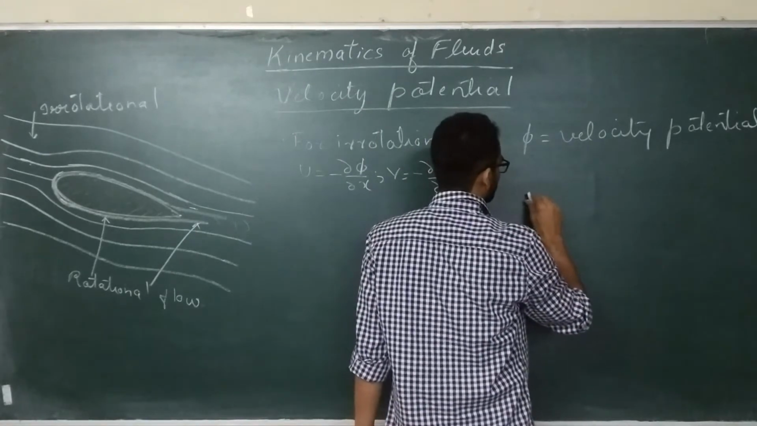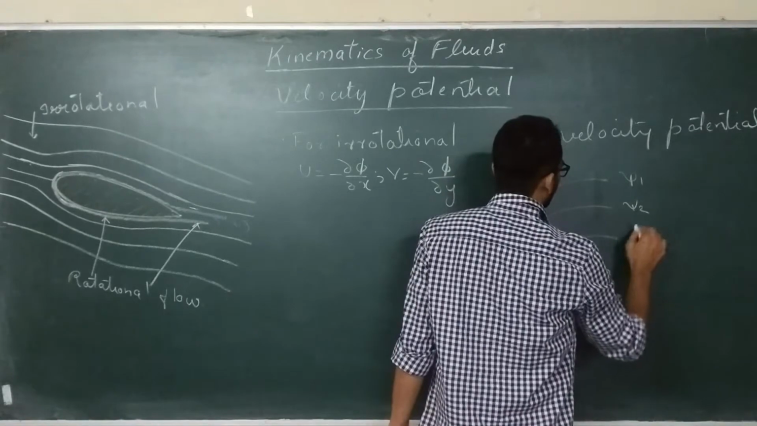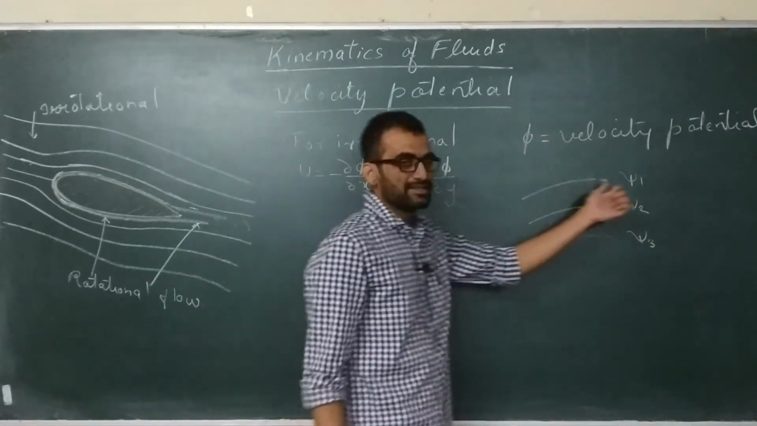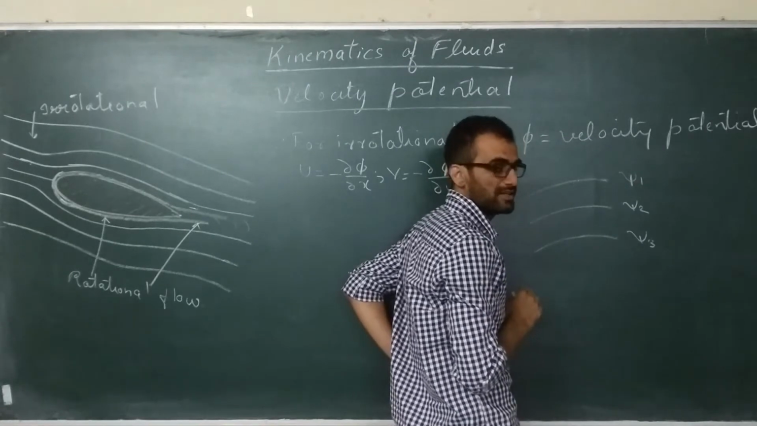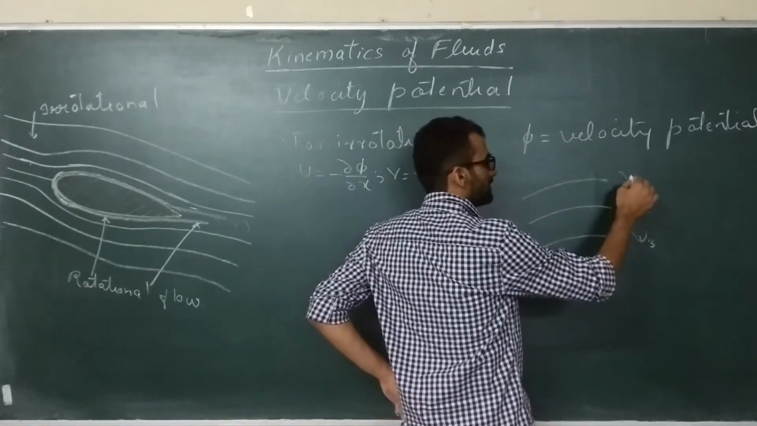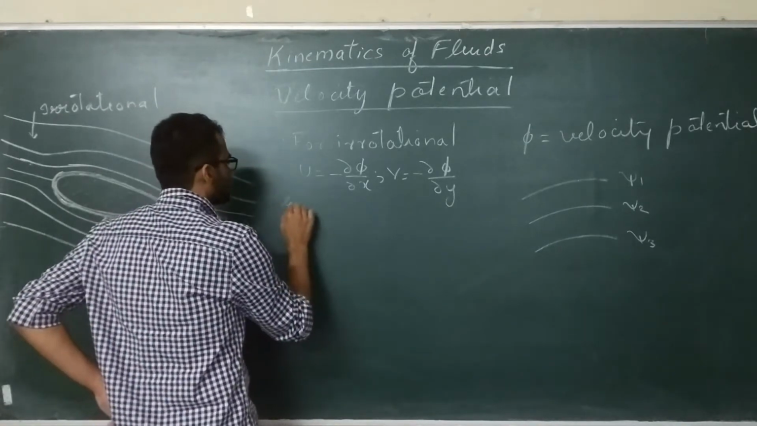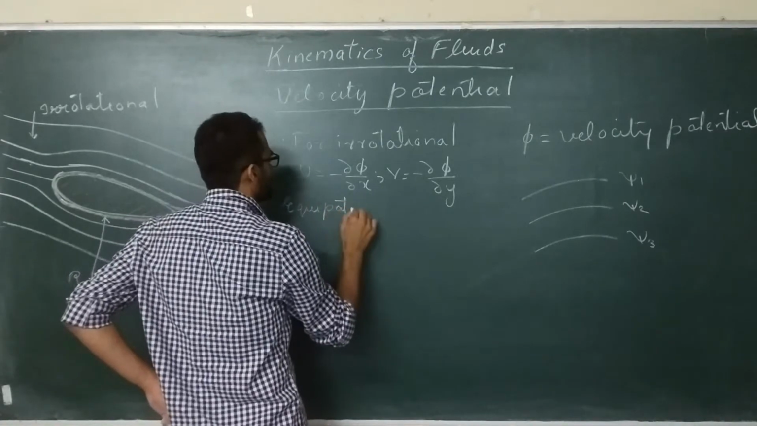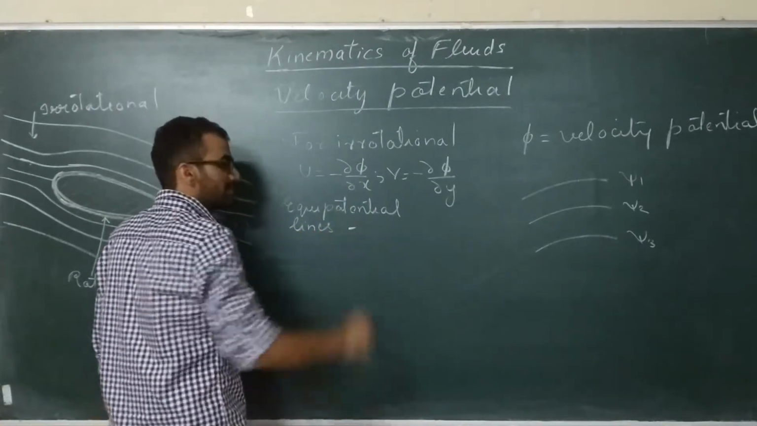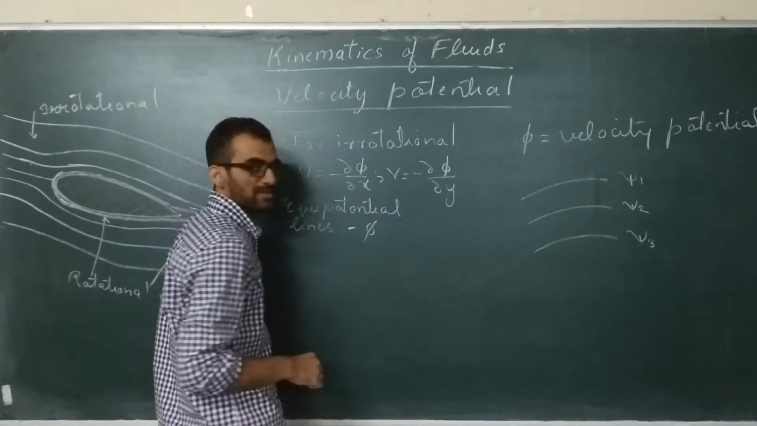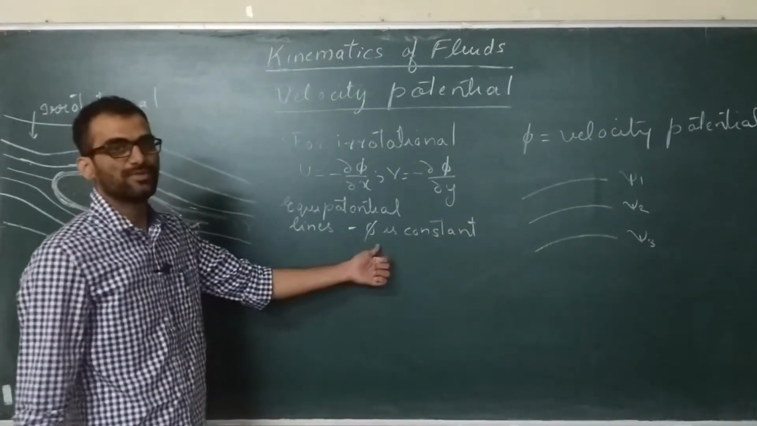Let's say you have streamlines. Suppose these are streamlines psi 1, psi 2 and psi 3. Now see, what we saw last time is that at any point on a streamline, the value of the stream function psi is constant. So on every point of the streamline psi 1, the value of psi will be psi 1. Similarly, we have lines which are called equipotential lines. Like streamlines, we also have equipotential lines, and equipotential lines means lines on which the velocity potential function is constant. So the phi value will be constant on those lines.